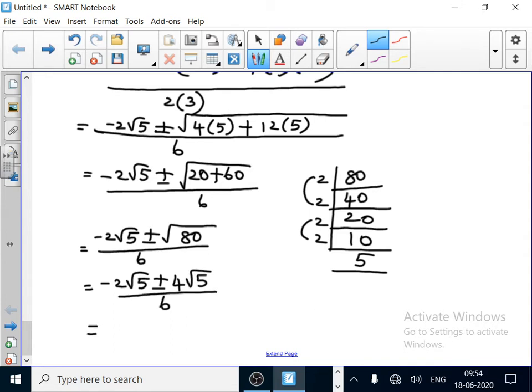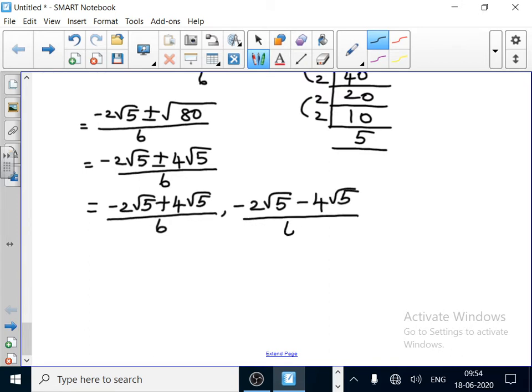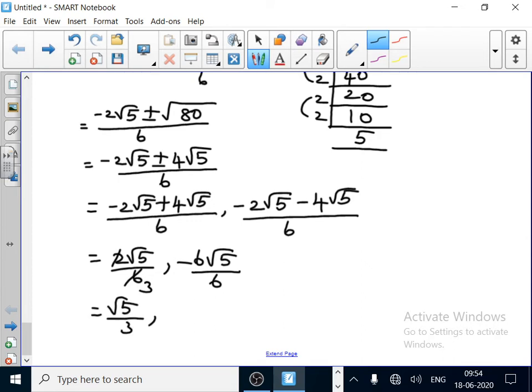Now in the numerator you are having irrational numbers, so you write it as minus 2 root 5 plus 4 root 5 by 6, comma, minus 2 root 5 minus 4 root 5 by 6. That is equal to 2 root 5 by 6, comma, minus 6 root 5 by 6. Here 2 and 6 get cancelled, so this can be written as root 5 by 3, comma, 6 and 6 get cancelled, the answer will be minus root 5. This is the answer for the variable p.